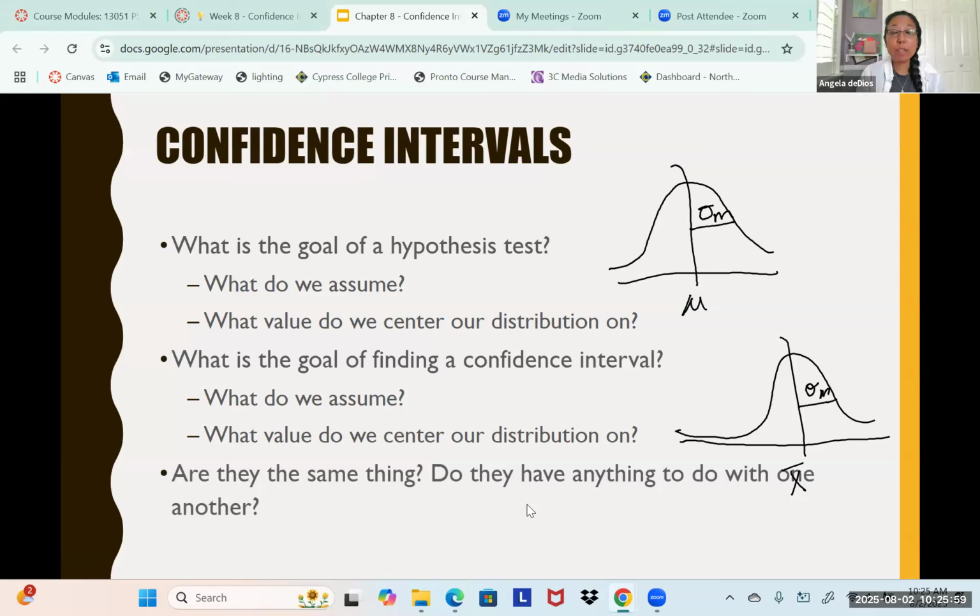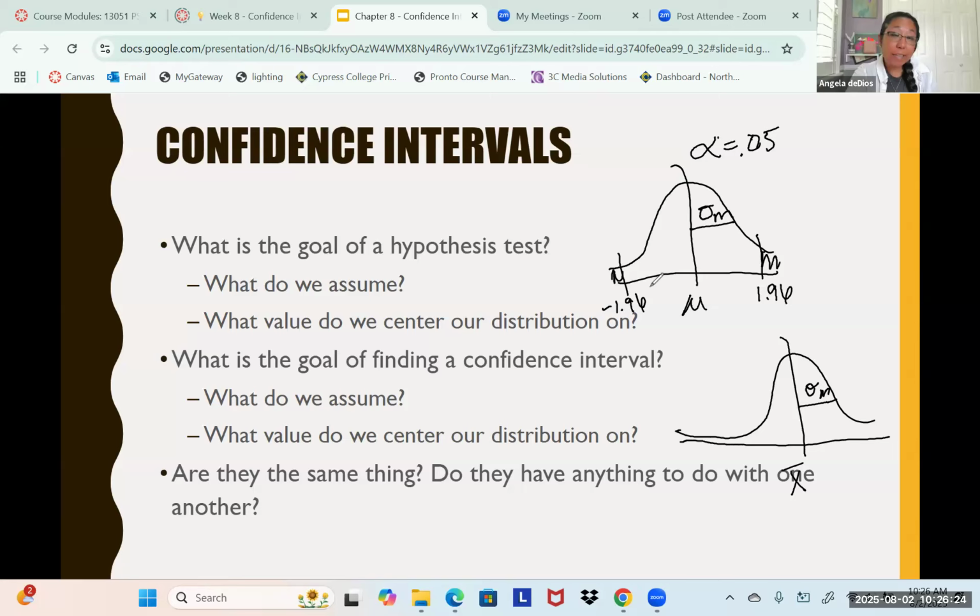Do they have anything to do with one another? They are somewhat related, but you should be doing these analyses separately. So, for example, if my hypothesis test has an alpha level of 0.05, then my z critical values to set off the critical regions are going to be positive and negative 1.96.